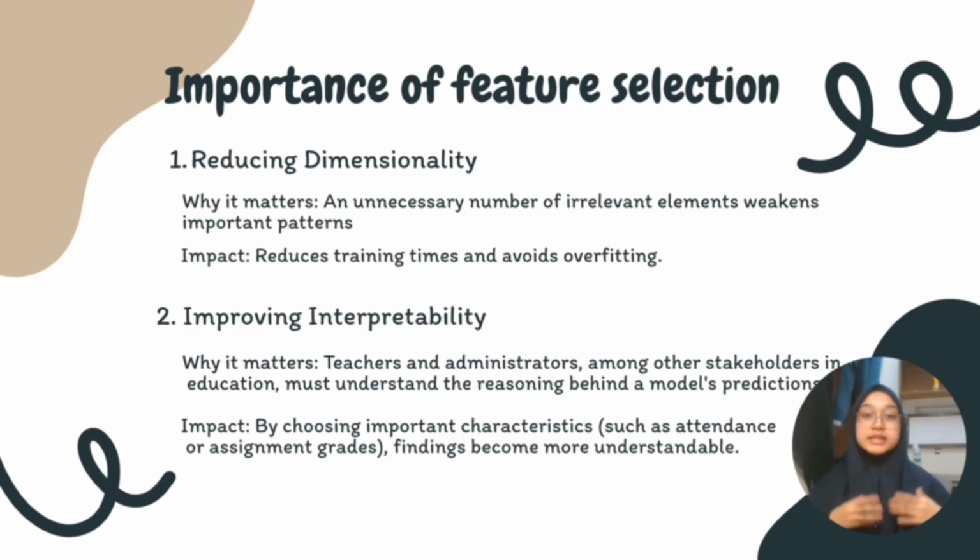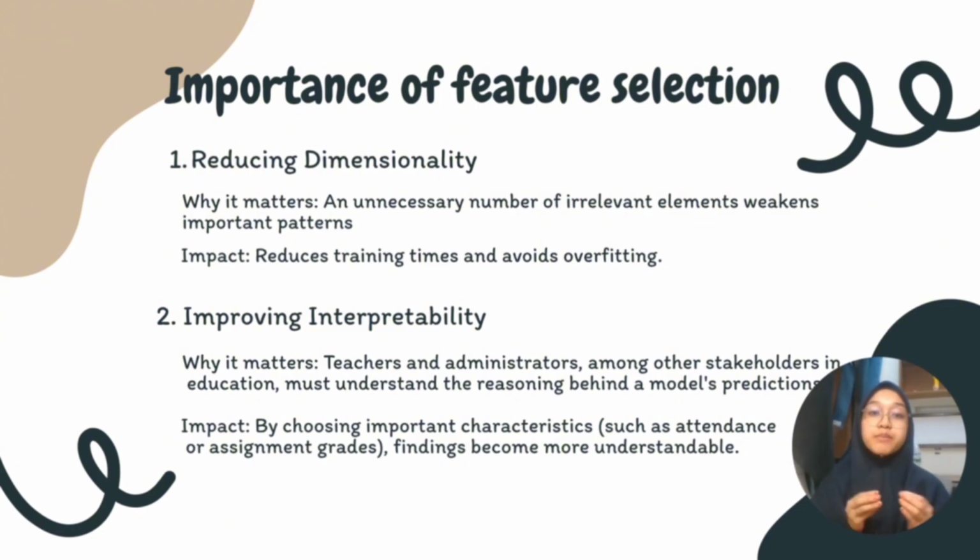After preprocessing, the next step is identifying which features are most relevant. Feature selection helps in reducing noise and improving model performance. So the first one is reducing dimensionality. Removing irrelevant or redundant features simplifies the models and speeds up training. Fewer features also reduce the risk of overfitting.